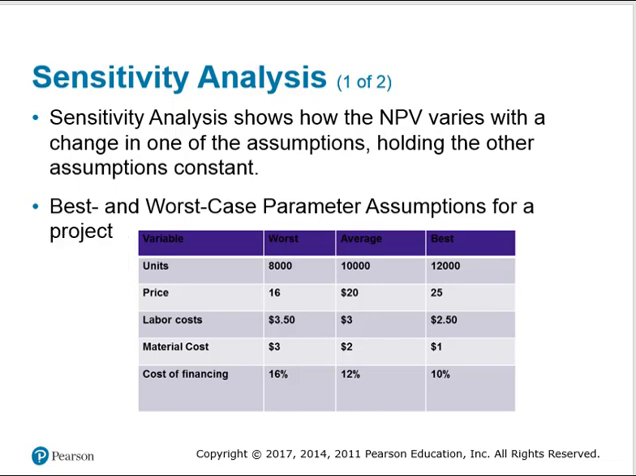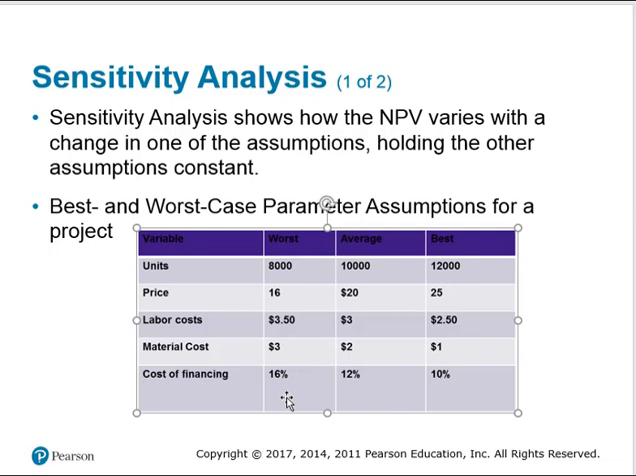Another way to address risk in the capital budgeting sense is through something called sensitivity analysis. Sensitivity analysis is basically where we have several scenarios: a worst case, a best case, and an average case. For our particular product in this last example, these are the costs or units we would find under a worst possible scenario. Units would be 8,000, price $16, labor cost $350, material cost $3, cost of financing 16%.